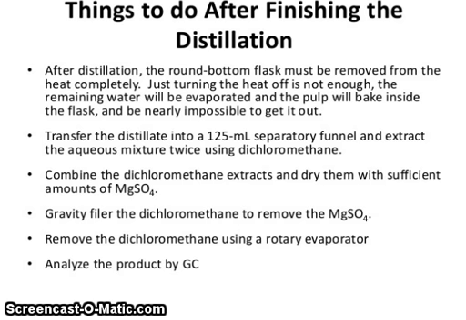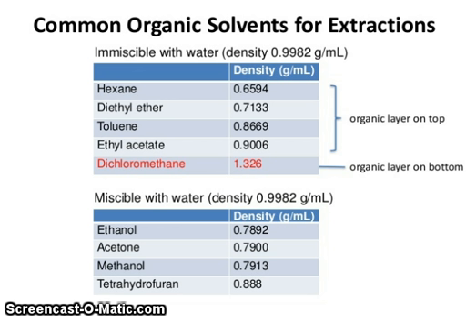Transfer the distillate into a 125 ml separatory funnel and extract the aqueous mixture twice using dichloromethane. Combine the dichloromethane extracts and dry them with a sufficient amount of magnesium sulfate. Gravity filter the dichloromethane to remove the magnesium sulfate. Remove the dichloromethane using a rotary evaporator. Analyze the product by gas chromatography.